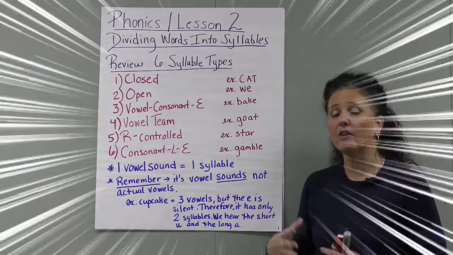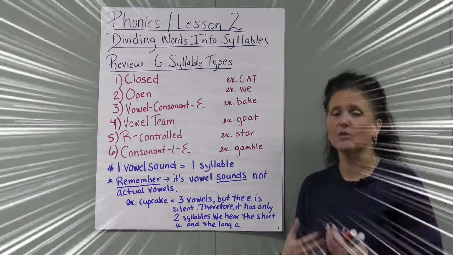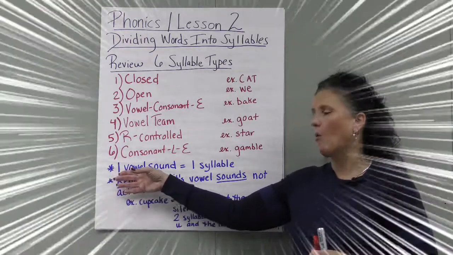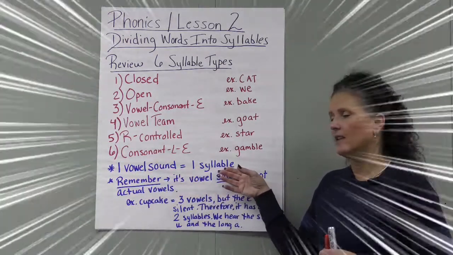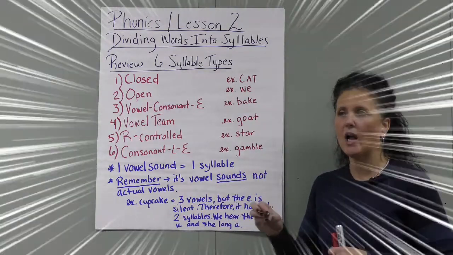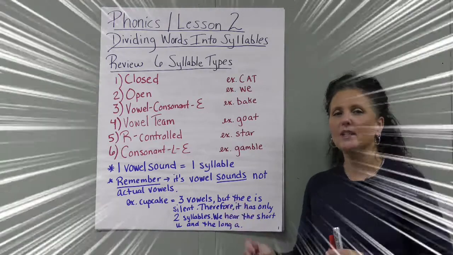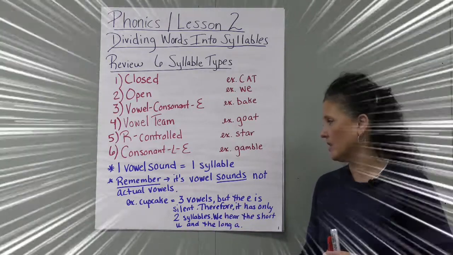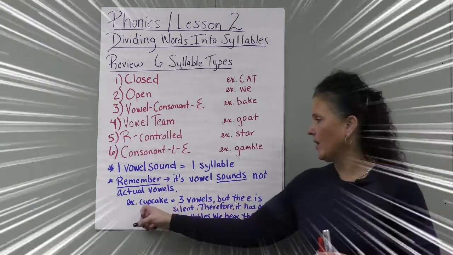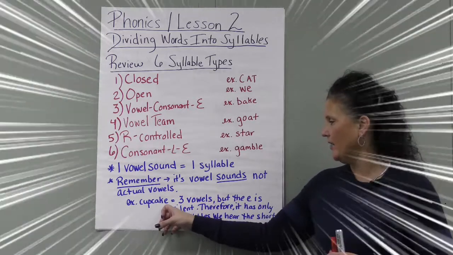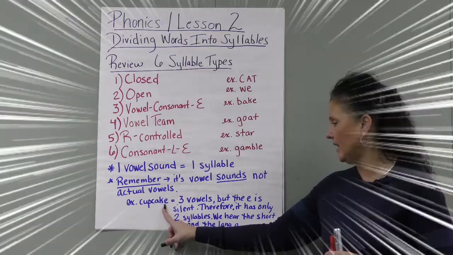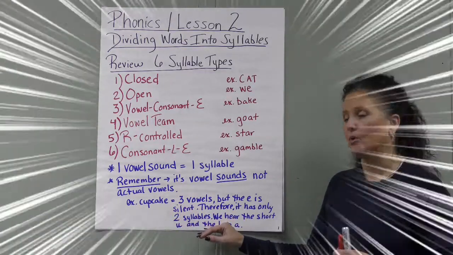Today we want to look at how to divide words into syllables, because this will help you to sound them out. So remember that one vowel sound equals 1 syllable, and it's a vowel sound, not the actual vowels. We're not counting the number of vowels. We're listening for the vowel sounds. So in the word cupcake, there are 3 vowels, right? We have the U here, the A here, and the E here. But this E is silent. We don't hear that E. Therefore, it only has 2 syllables, right?